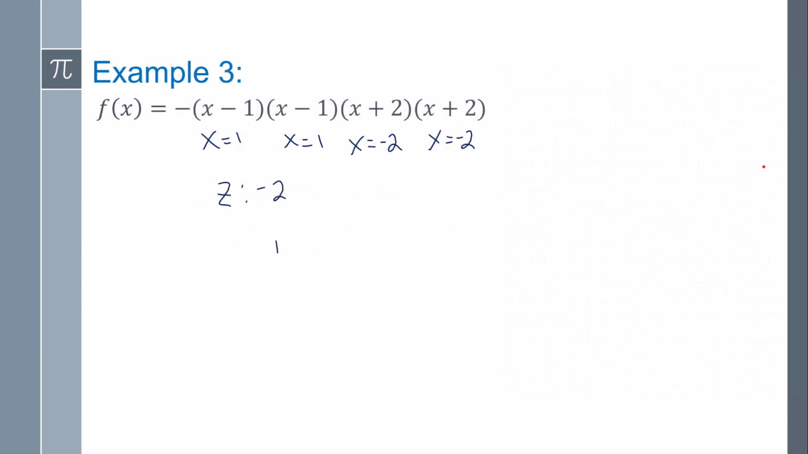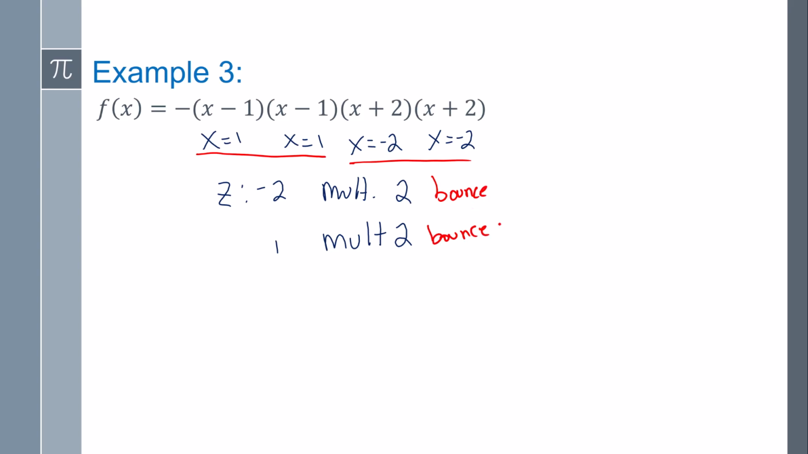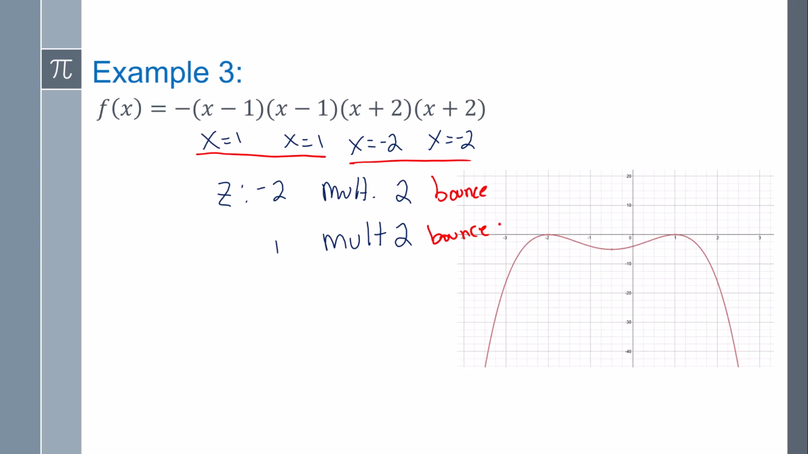Okay, so I set each one equal to 0, and I got x equals 1 and x equals -2. Now, how many of these did I have? I had 2 of them. How many of these did I have? I had 2 of them, so my multiplicity is 2. What that means is it's going to bounce. Each of these is going to bounce at the 0. It's going to approach the 0, touch it, and then go back the way it came. So it's going to go up, touch it, and go back the way it came.